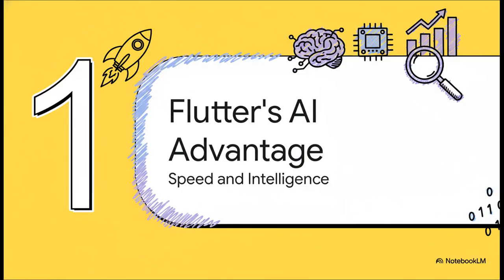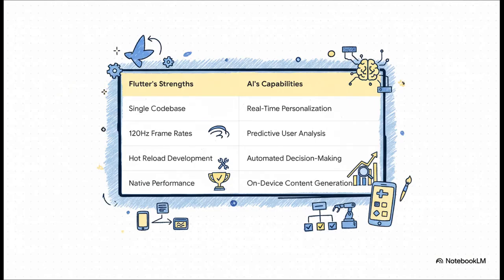First up, let's talk about Flutter's new AI advantage. And really, this is all about the perfect marriage of raw speed and incredible intelligence. Just take a look at this. On one side, you've got Flutter's superpowers, right? A single code base that gets you to market crazy fast, that buttery smooth 120 Hz performance that users love, and that developer magic of hot reload.